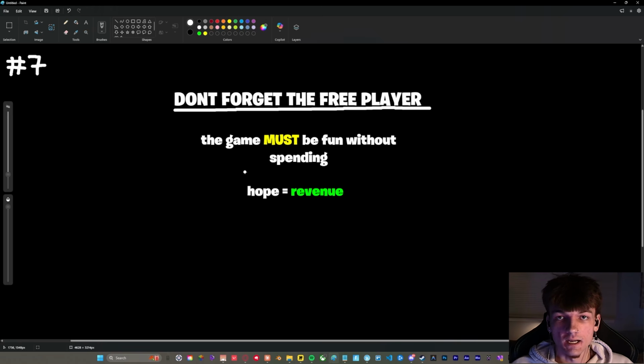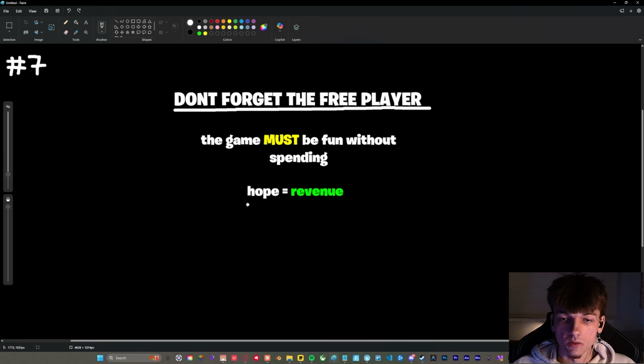And so the last thing that I really want to emphasize is that the game must be fun without any kind of spending. You should design it in a way where free players can make meaningful progress completely for free, but premium players get to advance faster. They get an enhanced experience. It should still be fun regardless. That is the number one most important thing. You should never make it so pay to win that they lose hope and they leave.